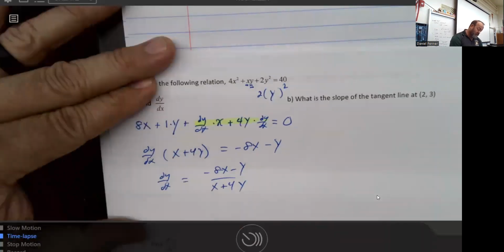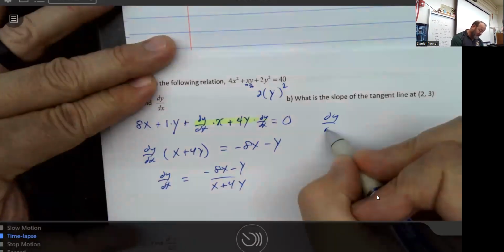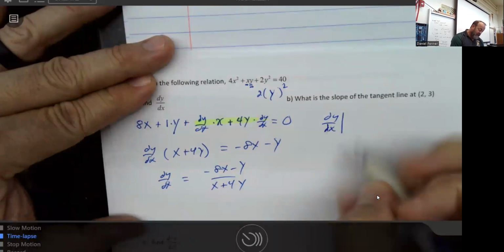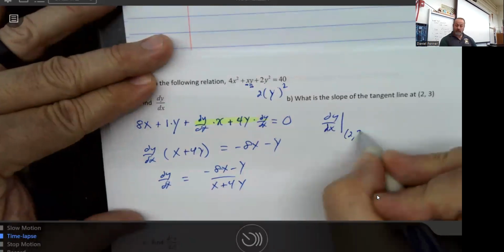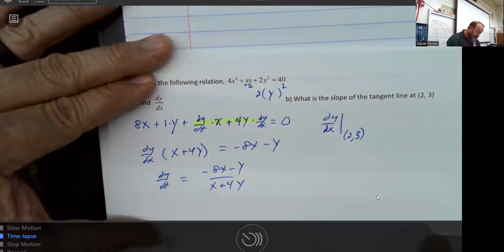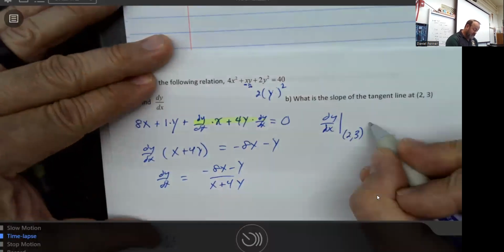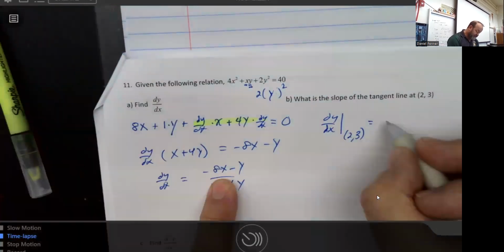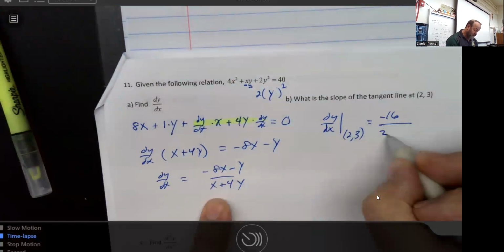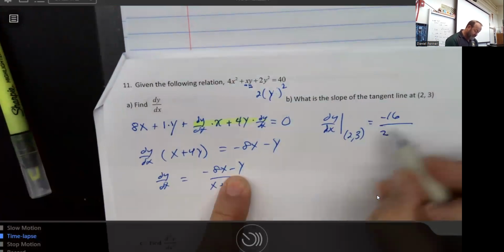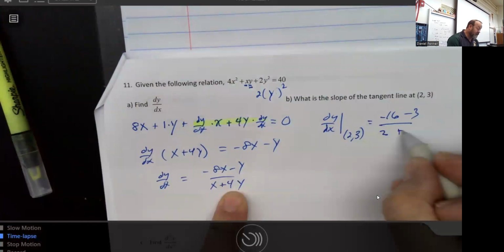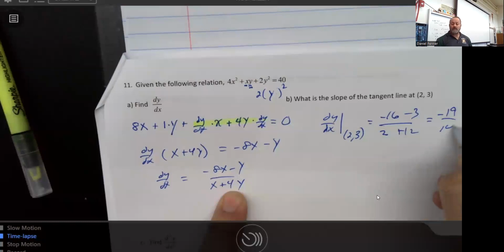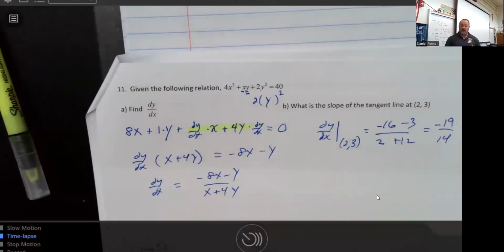And then over here, we wanted to take dy/dx, which we already found, and try to evaluate that at the coordinate (2, 3). So keep in mind, that means I'm just going to come into here, and I'm going to replace all the x's with 2, and I'm going to replace all the y's with 3. And so I got negative 19 over 14 would be the slope at that moment.